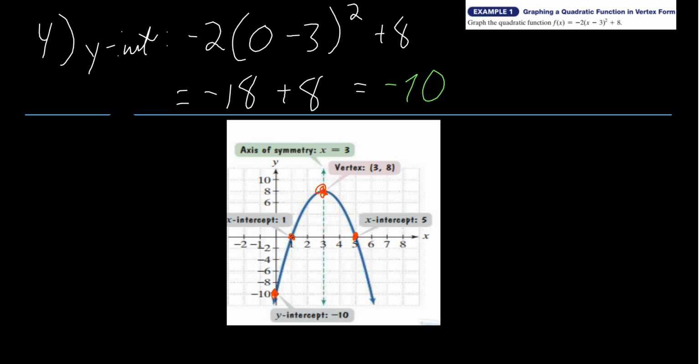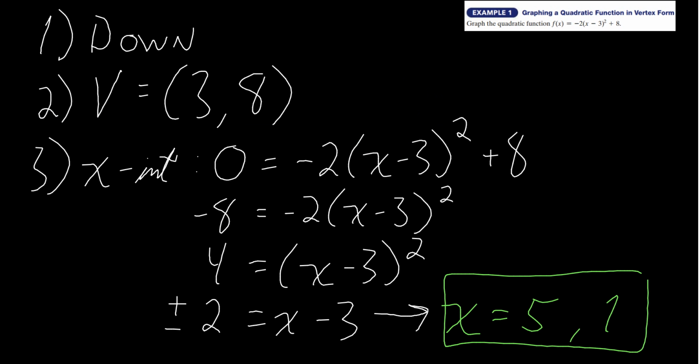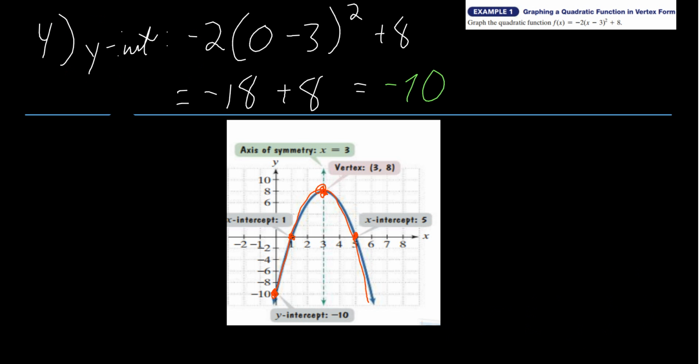Let's just imagine that blue line isn't there. What we would do is just look at the red dots we have here, the dots being the vertex and the x and y intercepts, and we would just connect the dots, like so. And of course that leads to number one, which is a parabola that opens downward. But anyways, sorry about that.